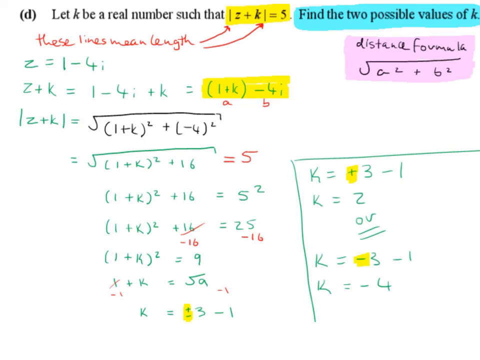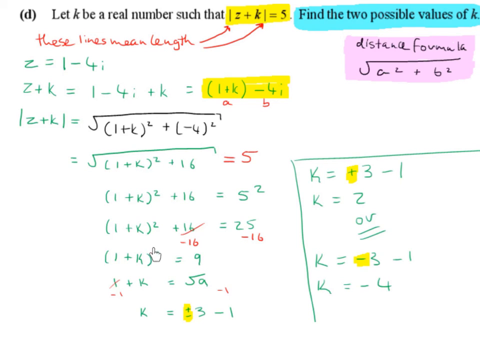And then what we're going to do is solve for k, because we want to find the two possible values of k. We need to get the k on its own. So we have the square root of 1 plus k squared plus 16 is equal to 5, and we want to get that k on its own. So we're going to bring the square root over the other side, and it becomes squared. So we get 5 squared, which is 25. We're going to get rid of the plus 16 next, so we're going to minus 16 from both sides. Bring down the 1 plus k squared, and 25 minus 16 is 9.